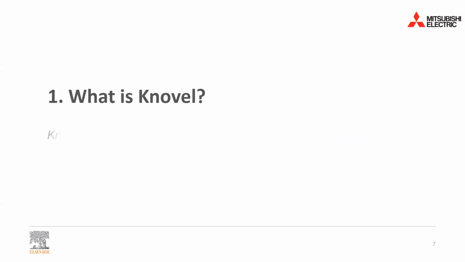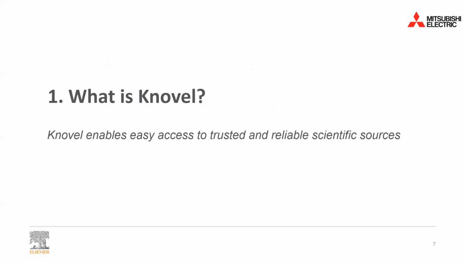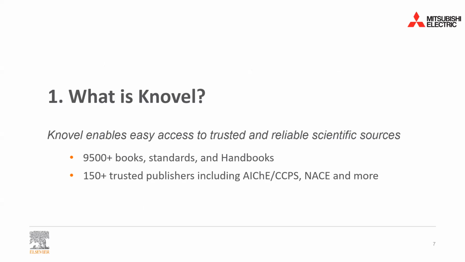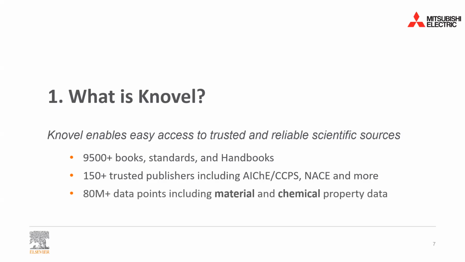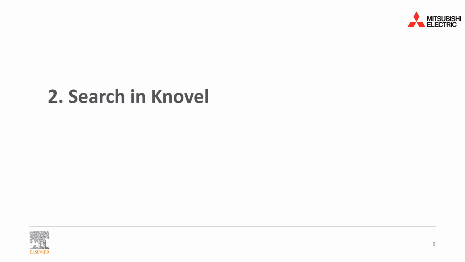So what is Knovel? Knovel enables easy access to trusted and reliable scientific sources. We have over 9,500 books, standards, and handbooks. We use 150 plus trusted publishers. And we have over 80 million data points, including material search and chemical property data search. And we will go over that.